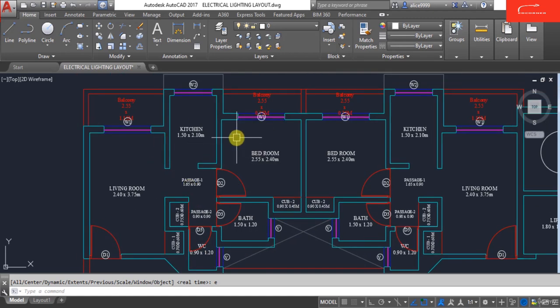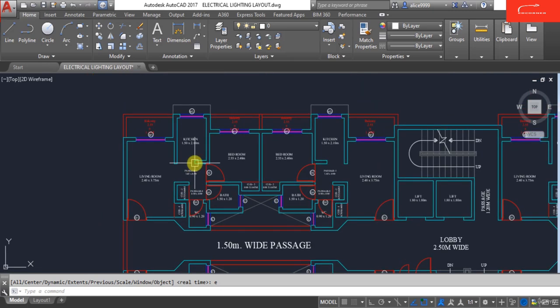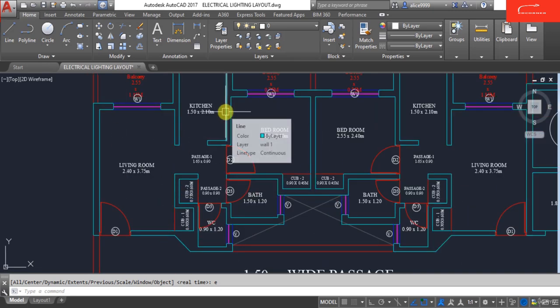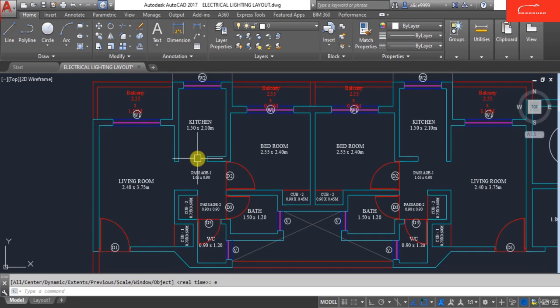So this is the typical flat detail or the flat layout for the residential area. In this flat, we will design the electrical lighting. For that, we require certain inputs, like lux level and lumens output for the luminaires. We are going to put luminaires here, and each luminaire has a different lumens output.